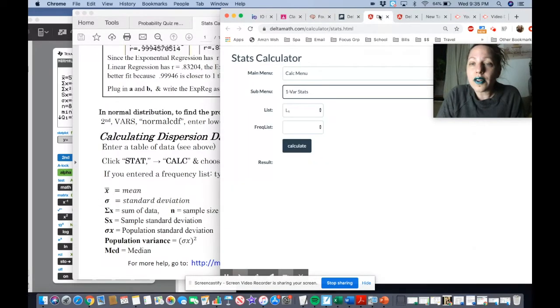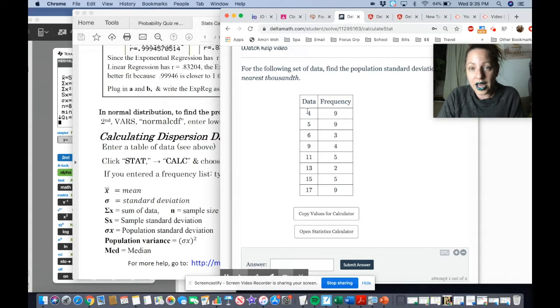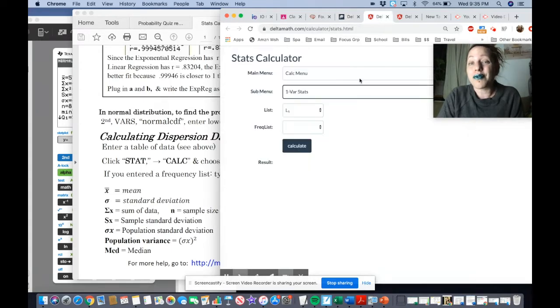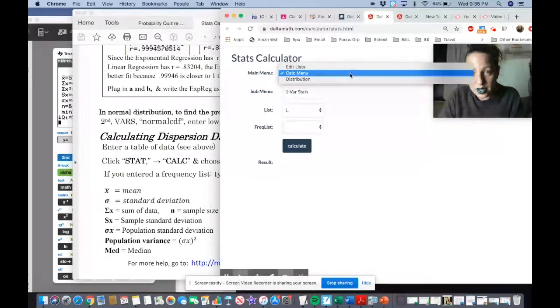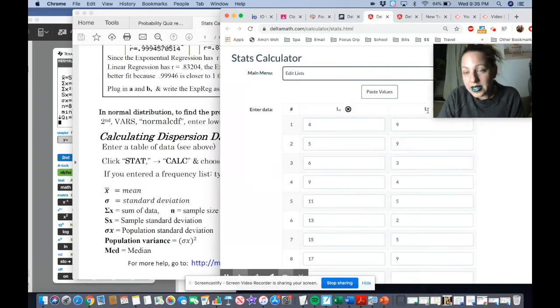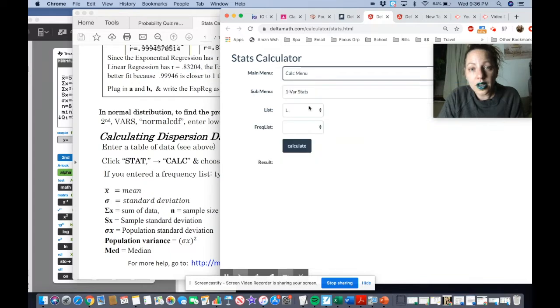So we have to tell the calculator it's still one variable statistics. It's only this one piece of data that we have, but we also have a frequency list. So our frequency list, if you look at the name of it over here in the edit, is L2. That's the frequency list right there. So in my calc, I'm going to put L2 for the frequency list.